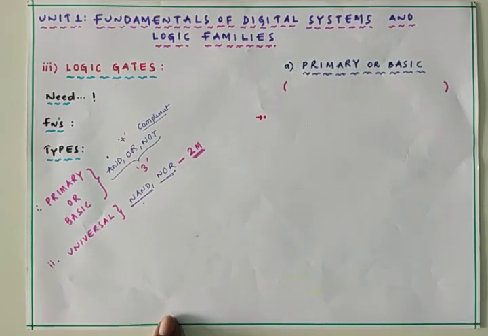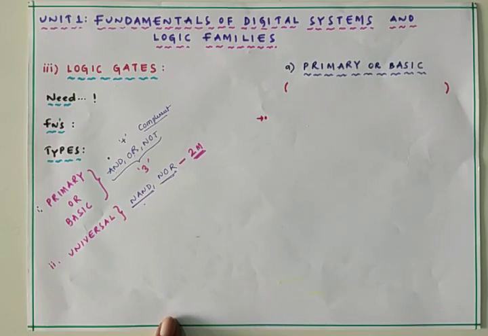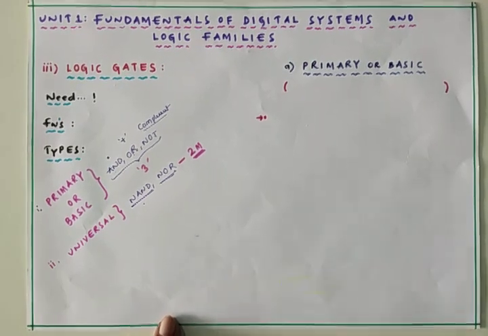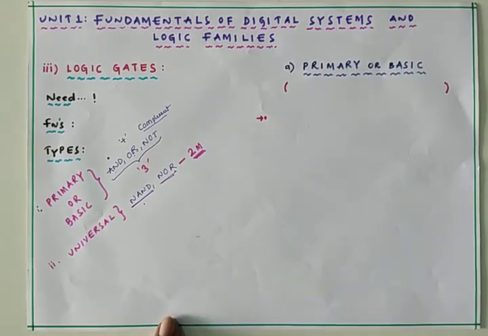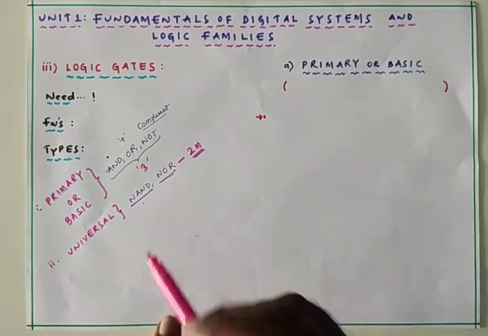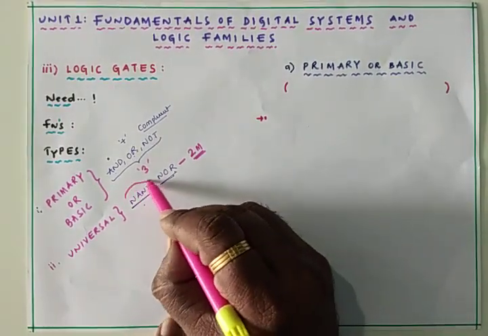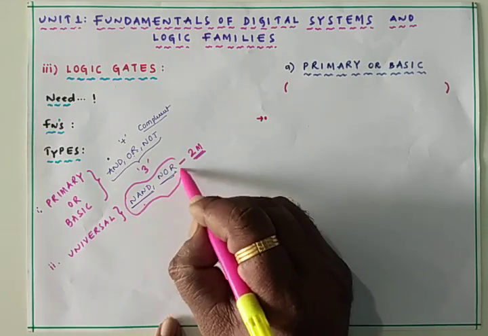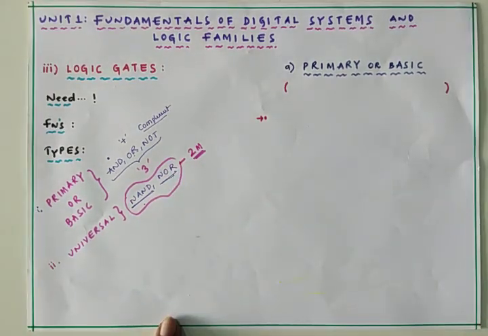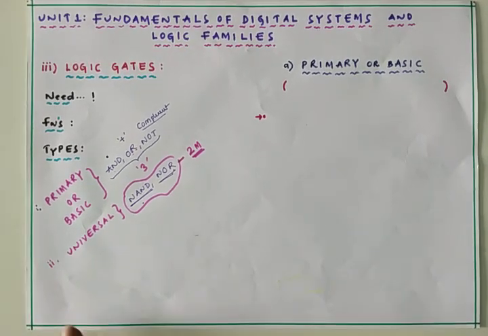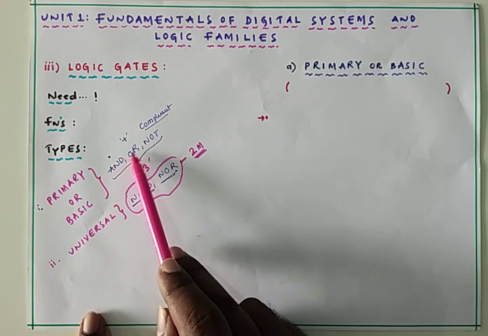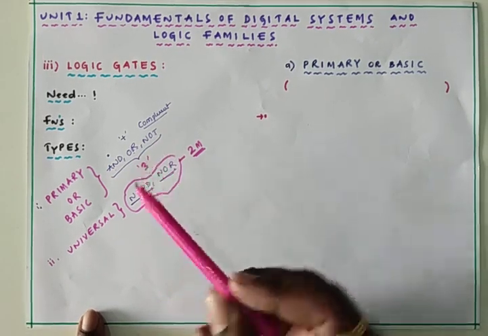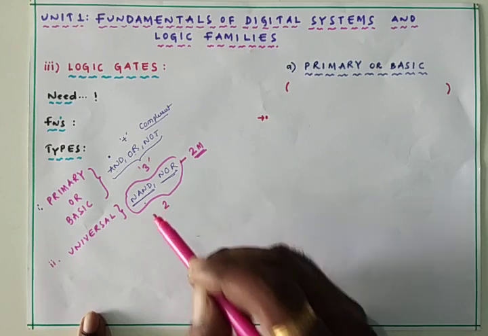So the point to note here is that by using the NAND gate we can realize any other logic gate, and by using the NOR gate you can realize any other logic gate, so this NAND gate and NOR gate combined are called universal gates. Total how many gates are completed here? The primary gates are 3, and the universal gates are 2.